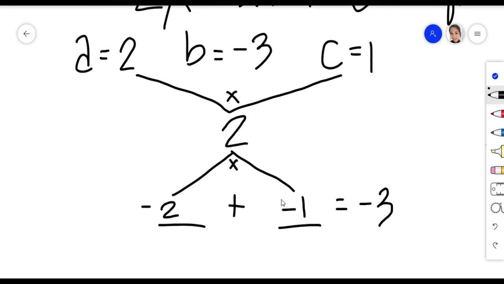Because negative 2 times negative 1 is positive 2, since multiplying like signs must have a positive result. And adding like signs, you have to add the numbers and then copy the common sign. So negative 2 plus negative 1 is negative 3, since negative is their common sign. Now, after finding the two numbers, we have to divide them by our A. Our A is 2, so let's divide by 2.